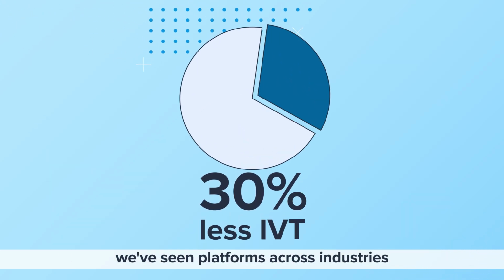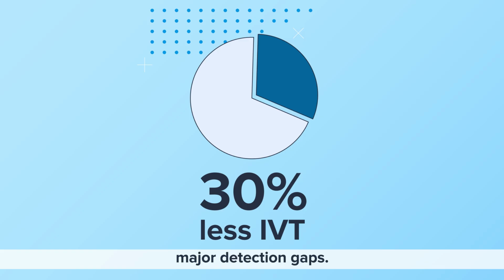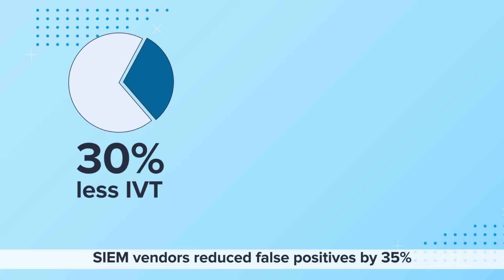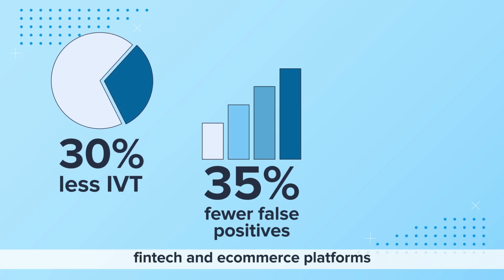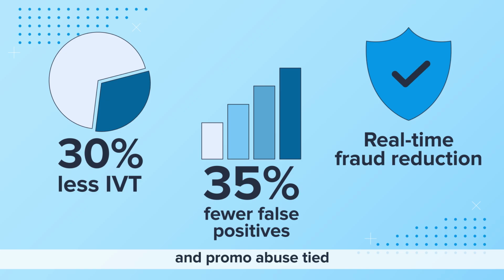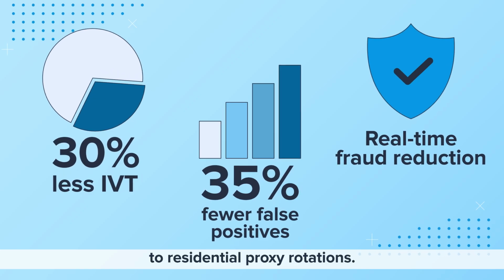We've seen platforms across industries use this data to close major detection gaps. Adtech teams cut invalid traffic by up to 30%. SIEM vendors reduced false positives by 35%. Fintech and e-commerce platforms stopped synthetic account creation and promo abuse tied to residential proxy rotations.